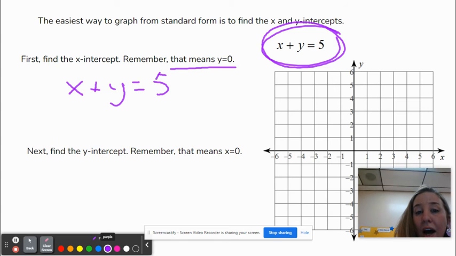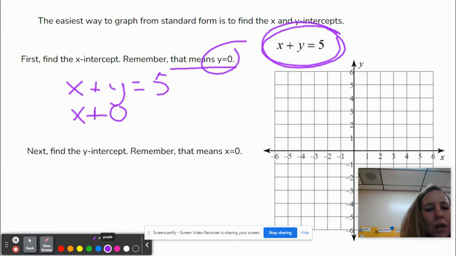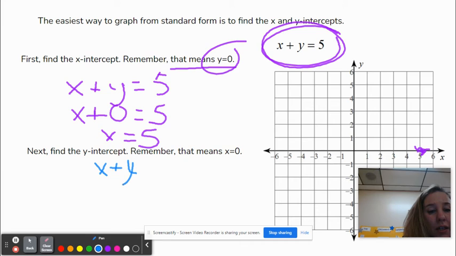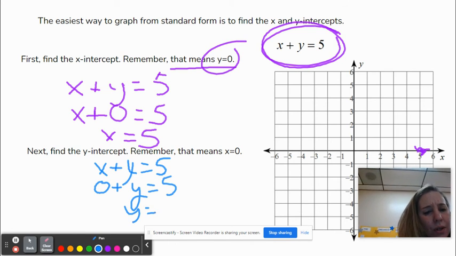But instead of y, I'm going to put that y equals 0. So x plus 0 is clearly just x. So your x-intercept is 5. Okay, much like that, we have x plus y equals 5. 0 plus y equals 5, meaning y also happens to be 5.